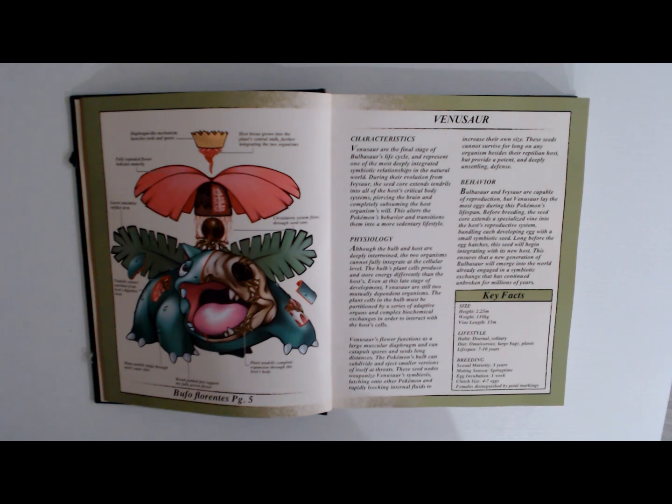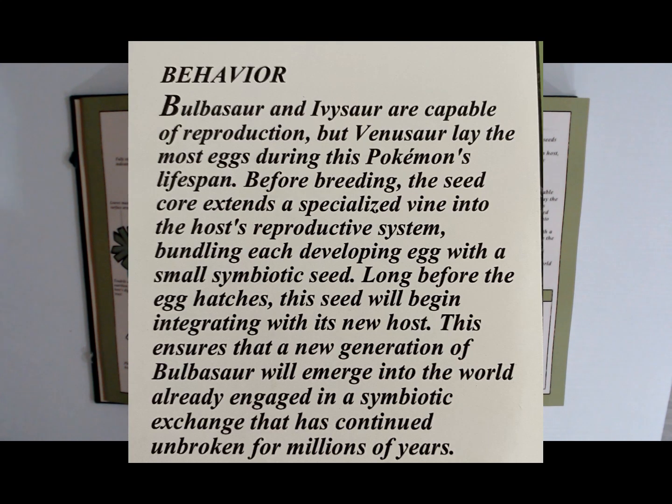In section 3 here we have behavior. Bulbasaur and Ivysaur are capable of reproduction, but Venusaur lay the most eggs during this Pokemon's lifespan. Before breeding, the seed core extends to a specialized vine in the host reproductive system, bundling each developing egg with a small symbiotic seed. Long before the egg hatches, this seed will begin to integrate with its new host. This ensures that the new generation of Bulbasaur will emerge into the world already engaged in a symbiotic exchange that has continued unbroken for millions of years.